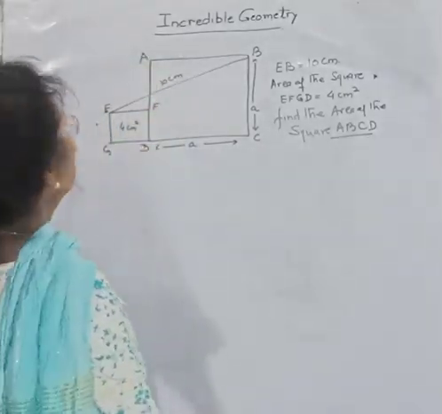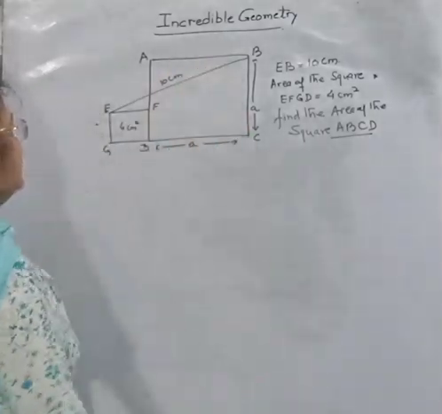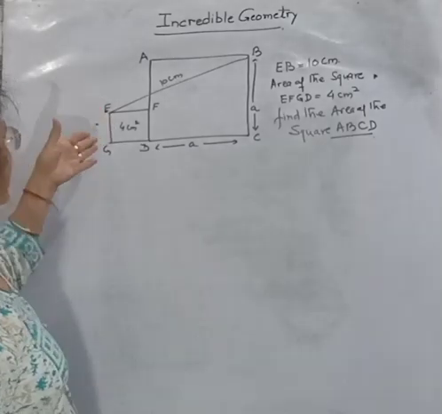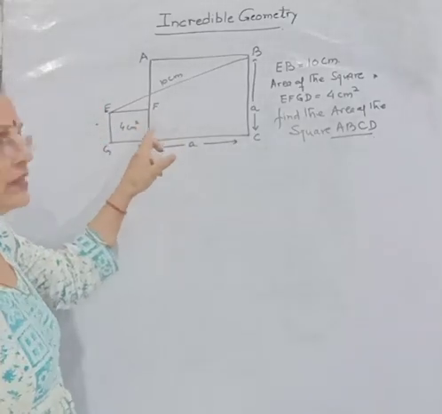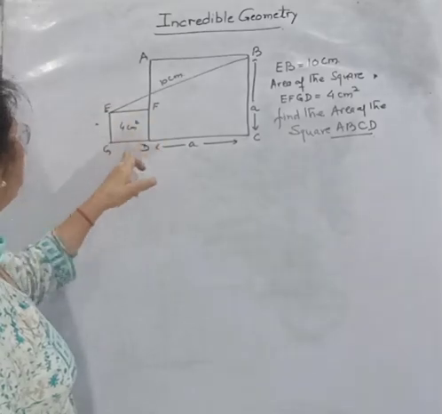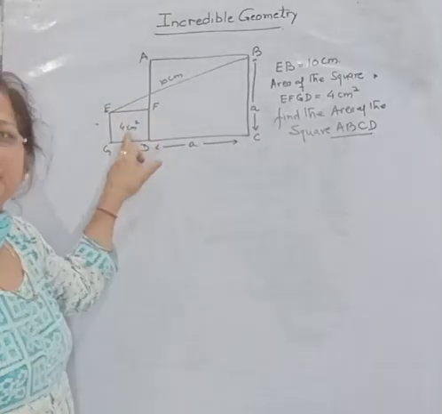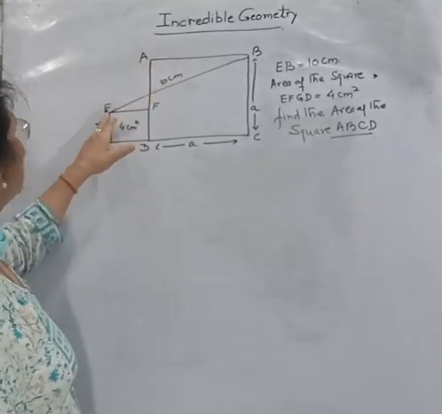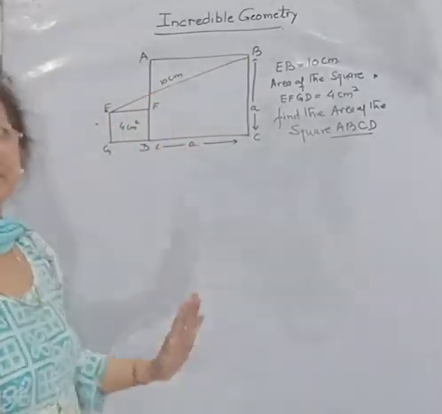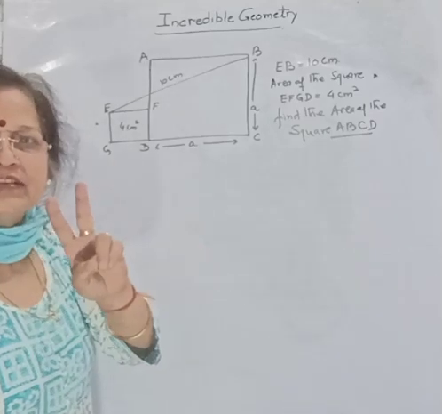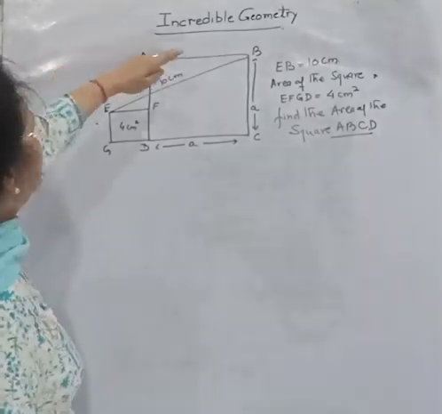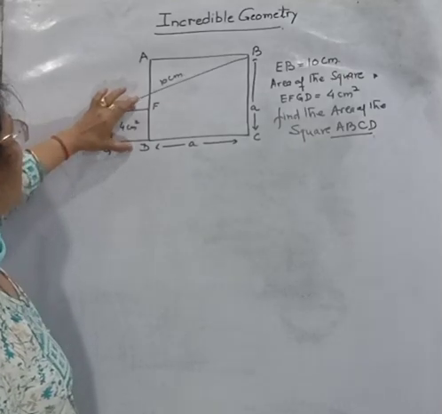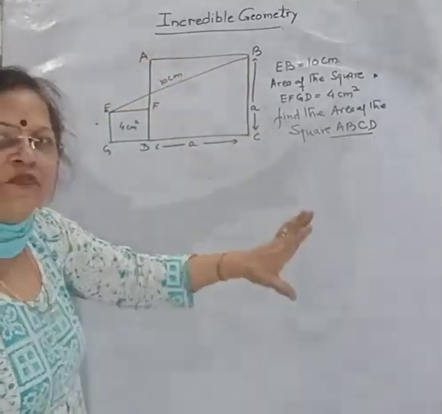Incredible geometry. Here we are given a square ABCD, the area of which is to be found, provided another square is attached to the bigger one, that is EFGD, the area of which is given to us as 4 centimeters square. The line EB is equal to 10 centimeters. These are the two simple readings given to us: the length of EB is equal to 10 centimeters, and the area of this small square is equal to 4 centimeters square. The area of the bigger square is to be found.